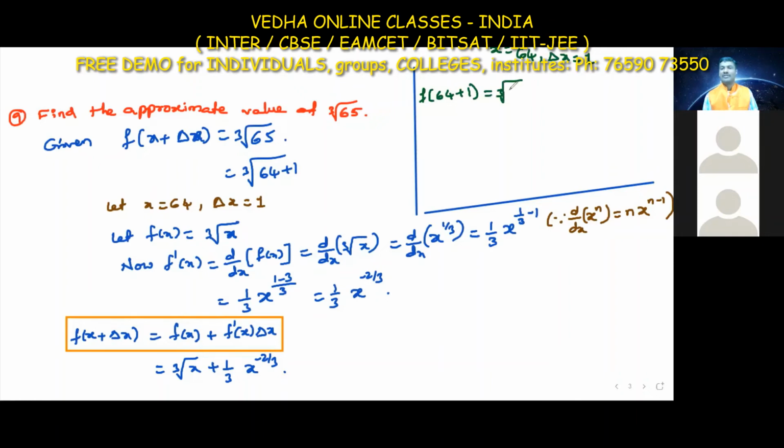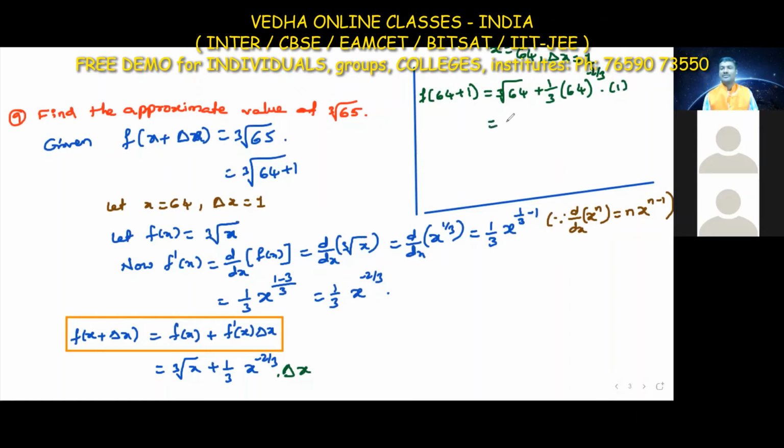cube root of x, x meaning 64, plus 1 by 3 into f dash x into delta x. Okay, so 1 by 3 into 64 to the power minus 2 by 3 into delta x. Delta x is 1 only.